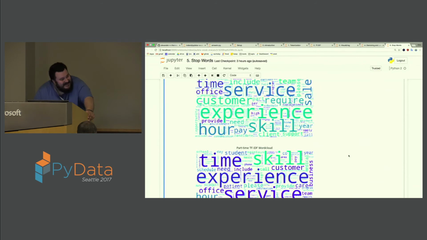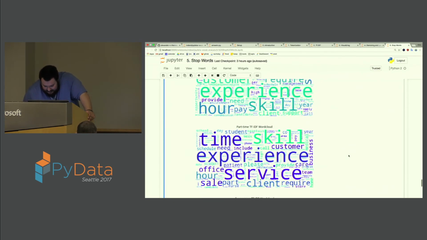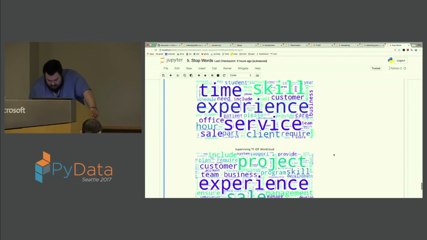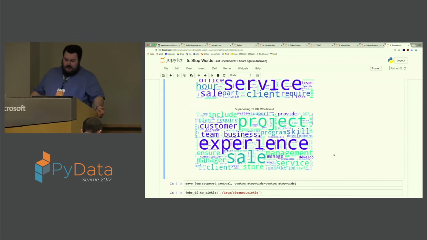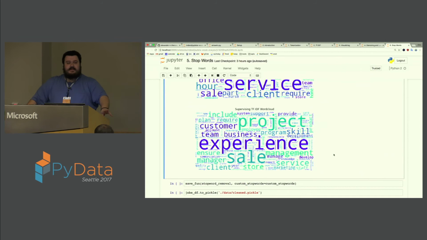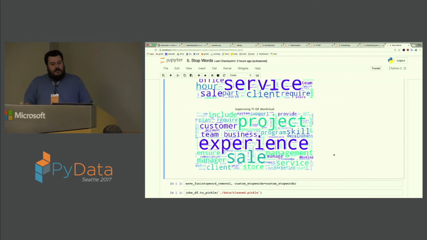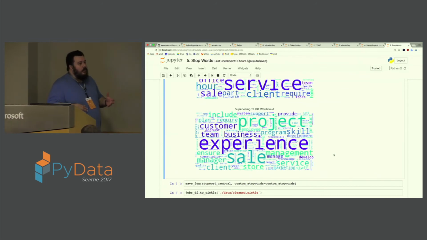No spoilers. So part-time. Time here, hour. Let's see, supervising. Okay, so I don't know. This is definitely better than the previous ones, but this doesn't really give us a solid understanding. So we need to do something more to look at this.